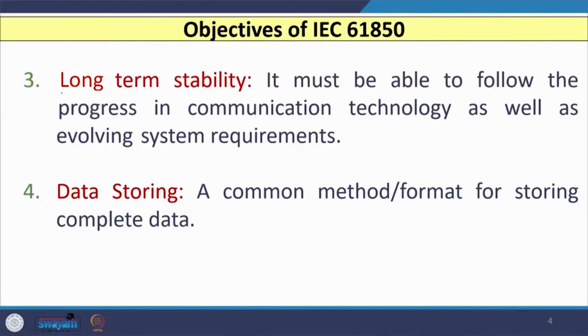The third important objective of IEC 61850 is long term stability. It must be able to follow whatever new upcomings or progress come in communication technology as well as evolving system requirements. So, if any new communication or any new technology comes in communication, then IEC 61850 is capable of incorporating such things. That is why the term long term stability plays an important role.